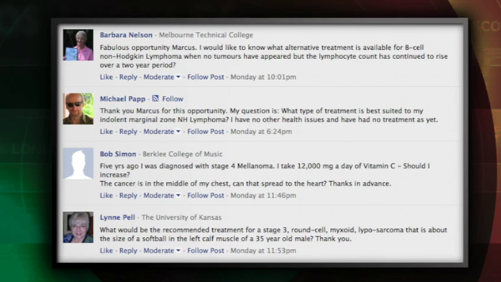The next one as well from Michael. What type of treatment is best suited to my indolent marginal zone NH lymphoma? Another lymphoma. We see results with hypothermia in combination with anti-cancer drugs. We actually saw a very impressive remission the other month with a patient who received a special remedy that is made from a mushroom, from a poisonous mushroom called Amanita phalloides.